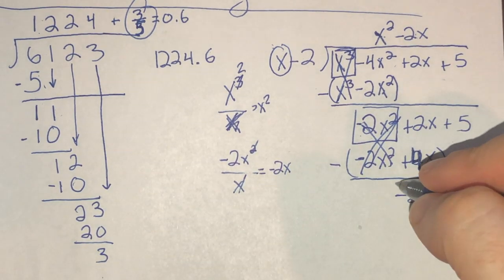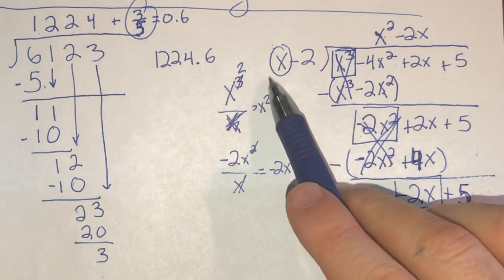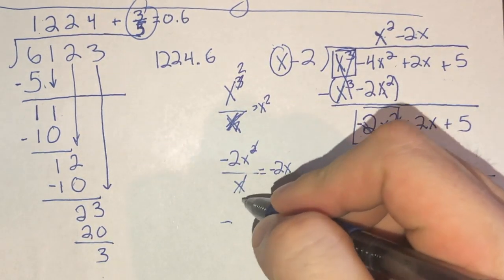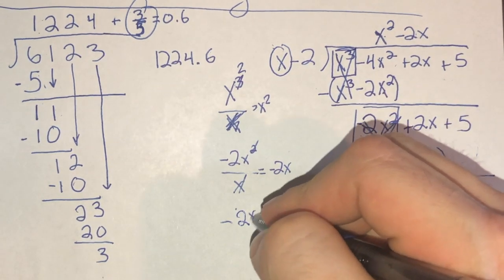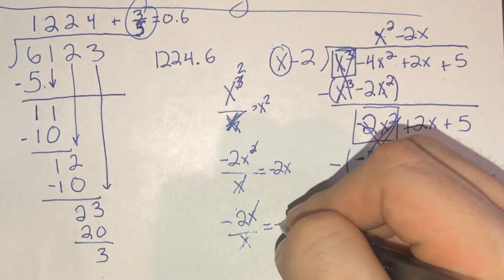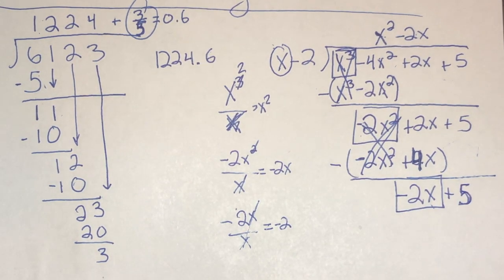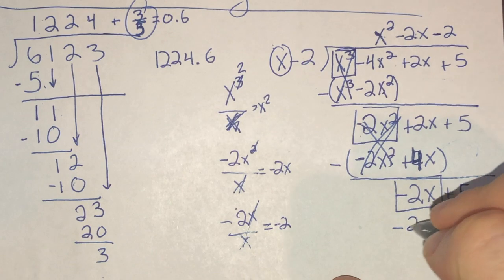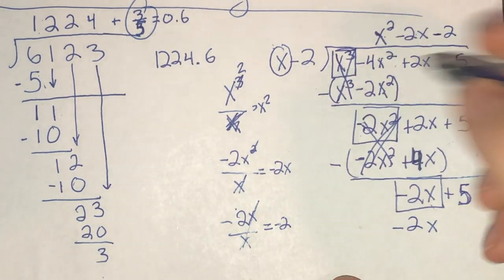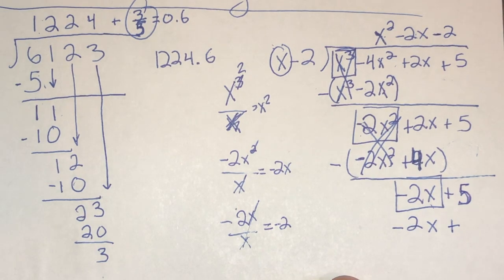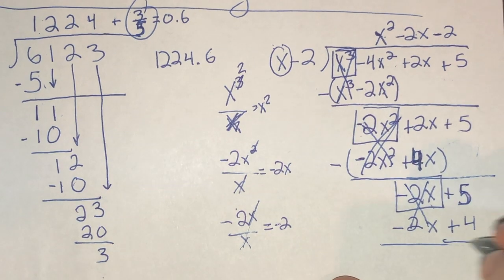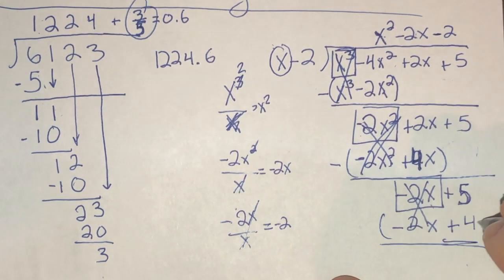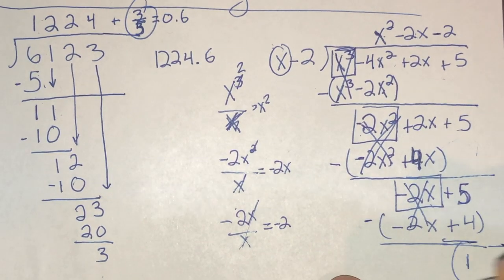All right, my last step is leading term over leading term. I get negative 2x over x. The x's cancel out, and that gives me negative 2. Wonderful. I take the negative 2, bring it up here, and multiply it by everything here. So negative 2x plus, be careful here, this is not easy, 4, because it's negative 2 times negative 2. We get that final cancellation, and 5 minus 4 is 1.